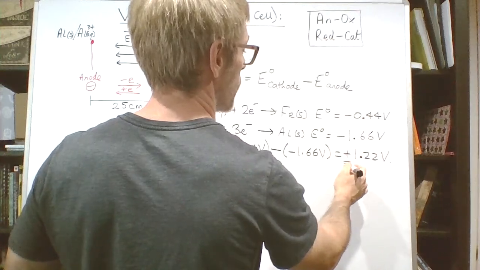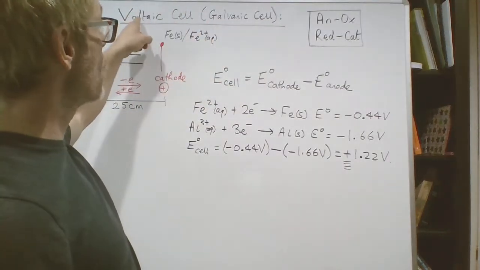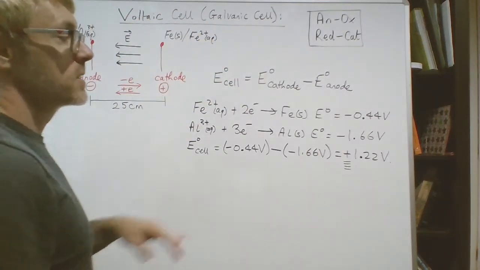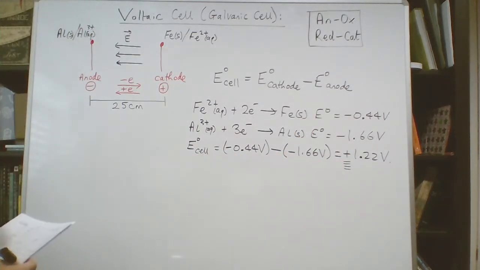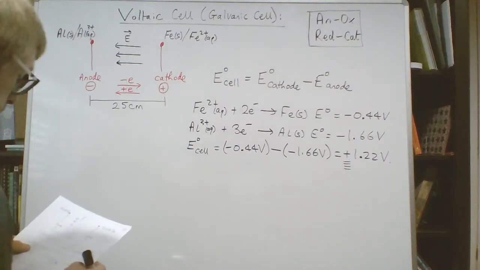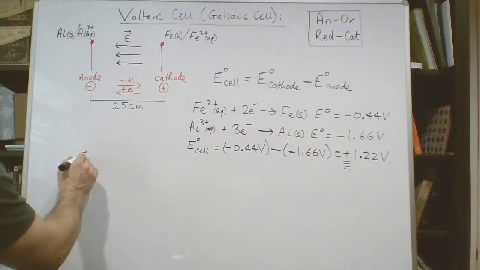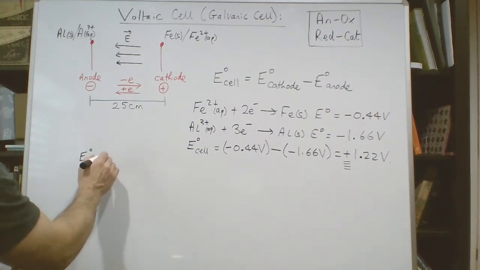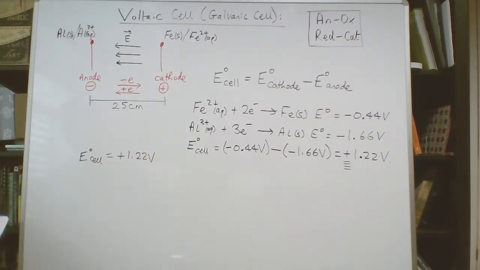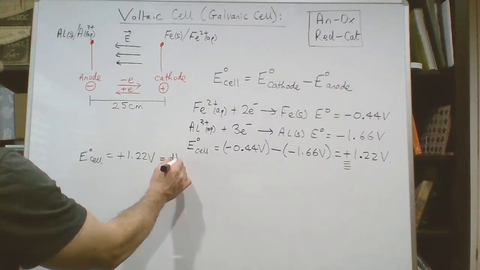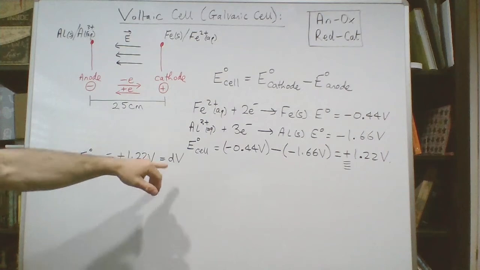Crucially, we know it's positive. We knew a priori it's positive because that's what a voltaic cell is. So had this been negative, we would have done something wrong. So we knew it had to be positive. Recall that now we know what E standard cell is, plus 1.22 volts. We know that this is the change in the voltage. It's essentially the voltage difference between these two plates, dV.